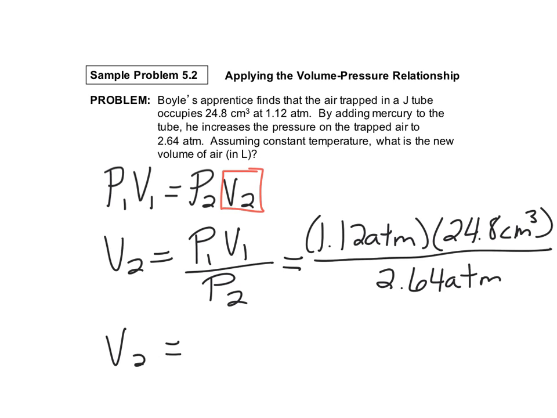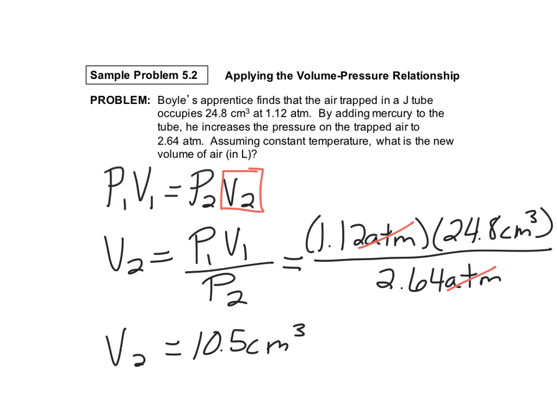Now let me check my units here. I've got atmospheres in the top divided by atmospheres in the bottom. They're going to cancel out, and I'm going to be left with the volume in the units of cubic centimeters. So let's see what I get here. I've got 1.12 times 24.8 divided by 2.64 equals. All right, so I got 10.5 cubic centimeters, but that's not the units they're wanting, right?